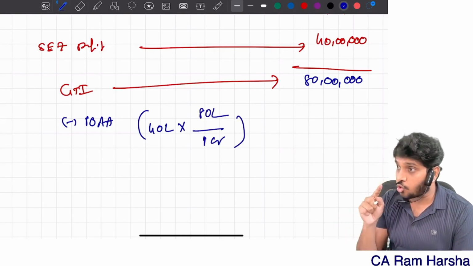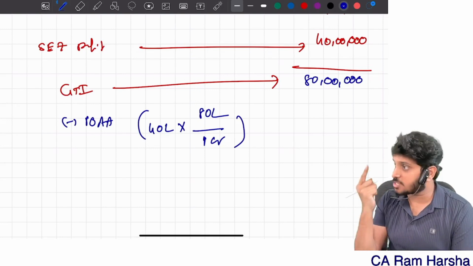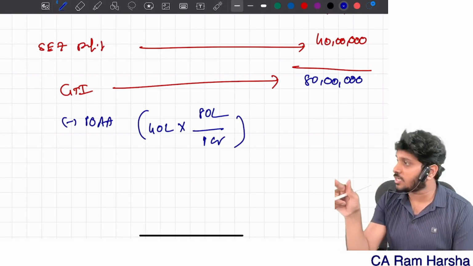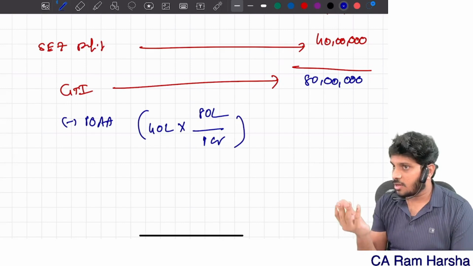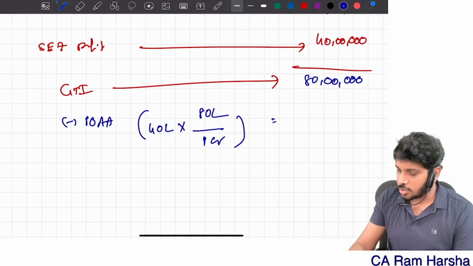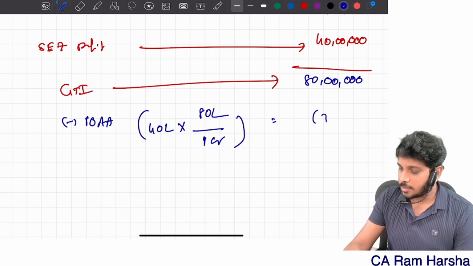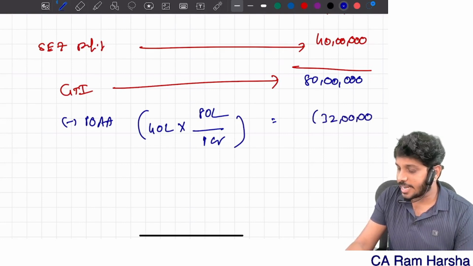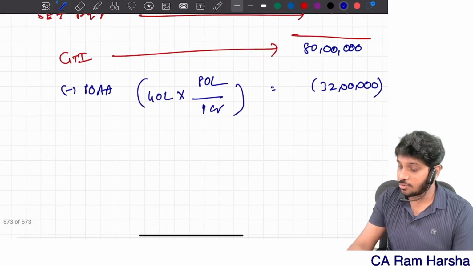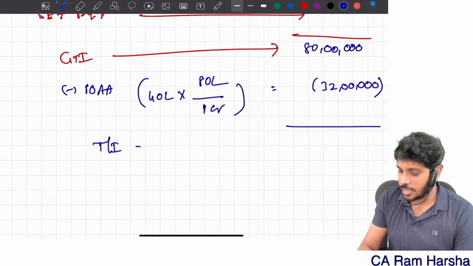They only told sales domestically 20 lakhs. See, export 80. Total sales means what? Yes or no? 1 crore. So how much is the deduction? 32 lakhs. How much is the 10AA deduction? 32 lakhs. What is the balance? Total income, how much?